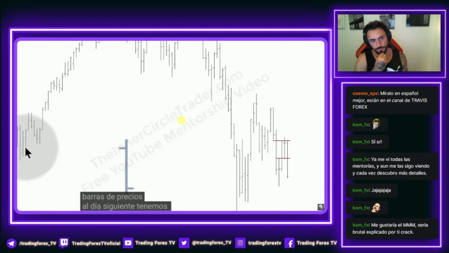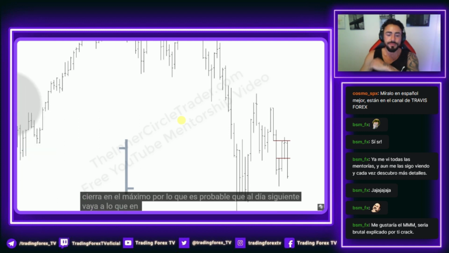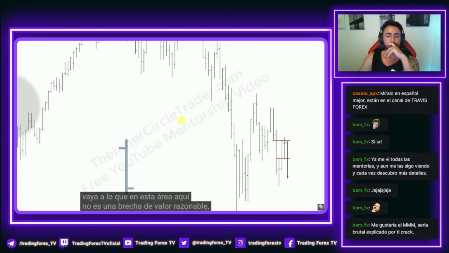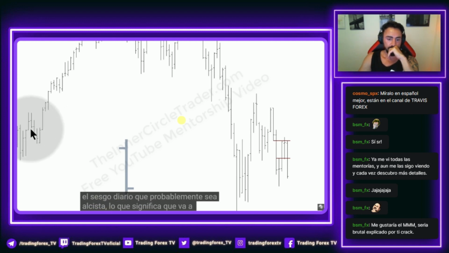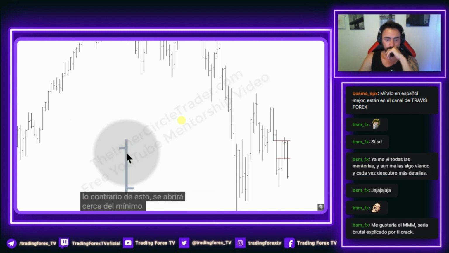The next day, we have a big washout from the opening, trading down, and then it closes on the high. So the next day, we're likely to go what? Into this area here. Isn't that a fair value gap? Sure it is. What's the daily bias likely to be? Bullish. So that means it's going to do the opposite of this. It's going to open near the low and then rally and expand higher. Will it close on the high? I don't know. It could, but I don't need it to.